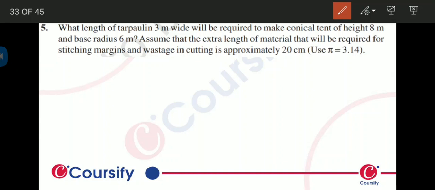Question number 5. What length of tarpaulin 3 meter wide will be required to make a conical tent of height 8 meter and base radius 6 meter? Assume that the extra length of material that will be required for stitching margin and wastage in cutting is approximately 20 centimeter.